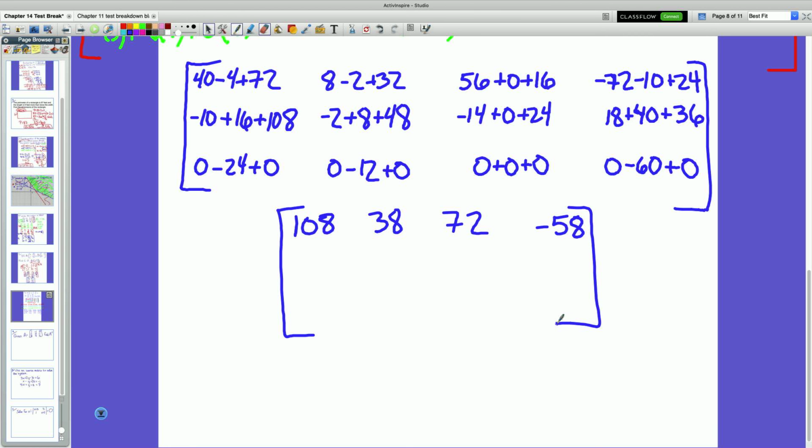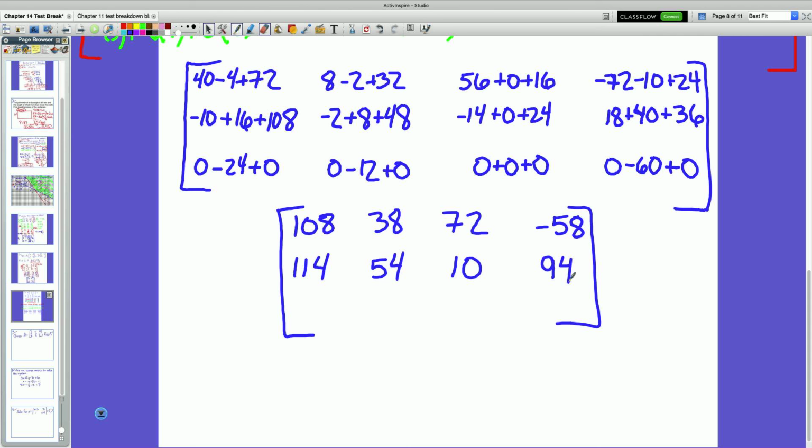Second row, negative 10 plus 16 would be 6. Plus 108 would be 114. Negative 2 plus 8 is 6. Plus 48 would be 54. Negative 14 plus 0 is negative 14. Plus 24 would be 10. 18 plus 48 would be 58. 58 plus 36 is going to be 94.